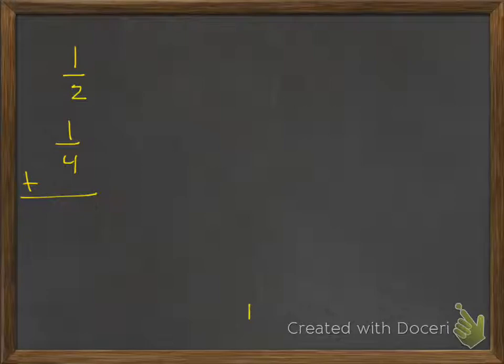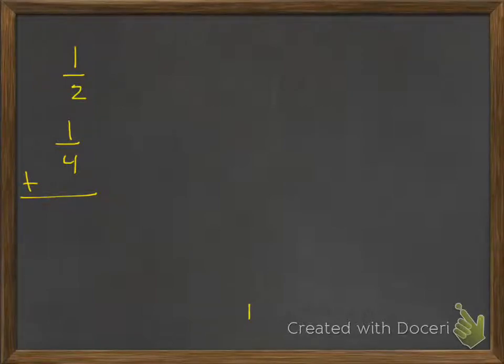The first thing we got to do, we can't just add these, and I know what some of you are thinking: 1 plus 1 is 2, and then 2 plus 4 is 6, so 2/6. That may be what some of you are thinking. But we're going to see in a few minutes, we're going to take some manipulatives, and we're going to see that it can't be that, and you're going to see that in a few minutes.